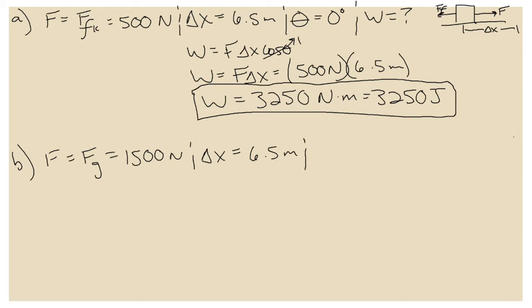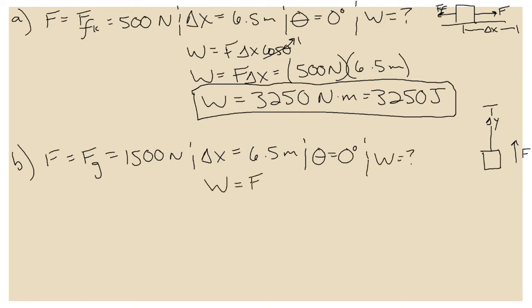And again, if we are lifting the crate vertically this time, that means the displacement of the crate is vertical. And because we are opposing the force of gravity, the force that we are applying to lift the crate is directly upward, or parallel to the displacement. So once again, that makes the angle 0. And then we're looking for the work.